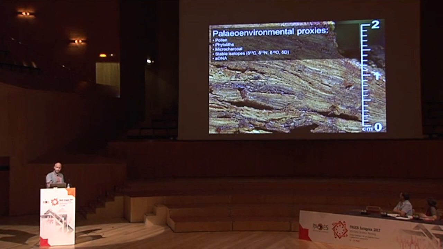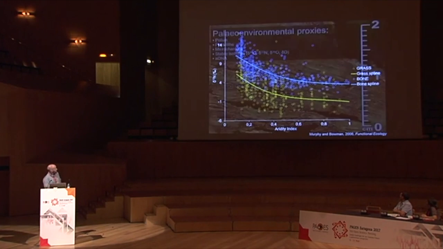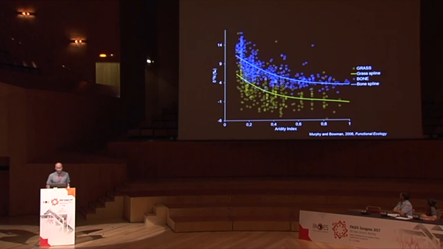I'm specifically going to look at the delta 15N for this talk, which has a relationship with aridity, where you can see here that tissues from both plants and animals become more enriched as it gets drier. These middens exist primarily in drier areas, so we're really looking at the most sensitive part of this curve.